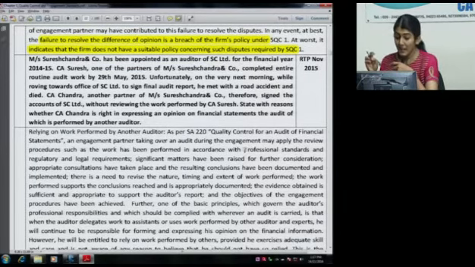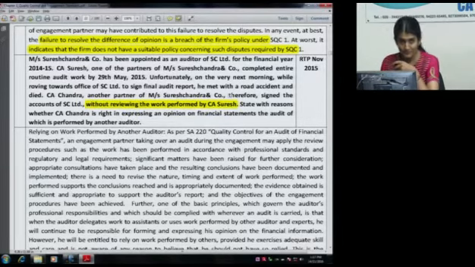Suresh Chandra and Company has been appointed as an auditor of SC Limited for the financial year 14-15. Suresh, one of the partners of Suresh Chandra, completed the entire routine work by 29th May. Unfortunately, the next day, when he was going to the office to sign the report, he met with an accident and died.